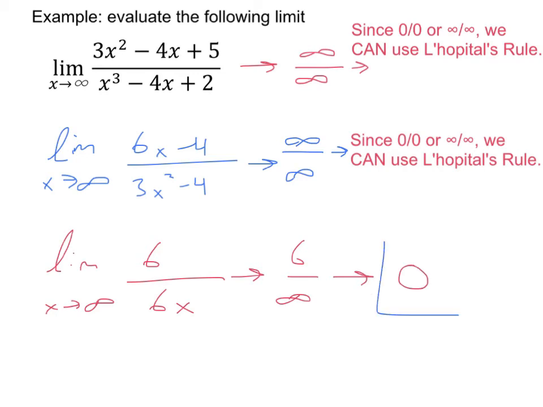Notice that I broke out of the cycle of indeterminate forms. I had infinity over infinity, I tried L'Hopital's rule, I got infinity over infinity, I tried L'Hopital's rule again, and in this one I got some number over infinity, which is not indeterminate. I know that this is 0.